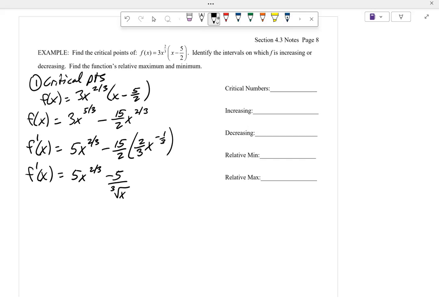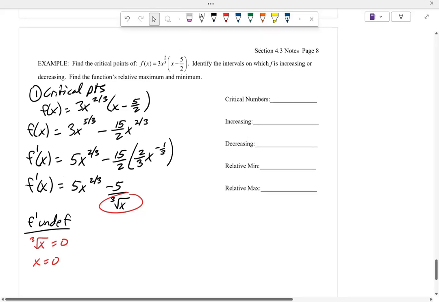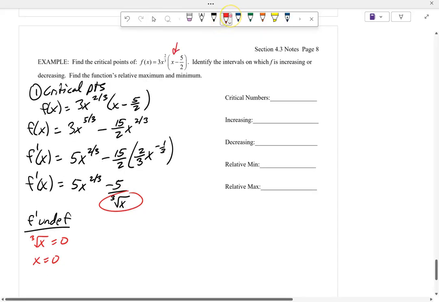So where's this thing undefined? Let's answer that first. Well, I can't divide by 0, so wherever the denominator is 0, that would be undefined. So we're undefined at 0. And that's a critical number as long as I can plug it into the original function. Can I throw a 0 in here and it'll spit a value out? Yes, it will. So x being 0 is defined in the original function, so it is a critical number.